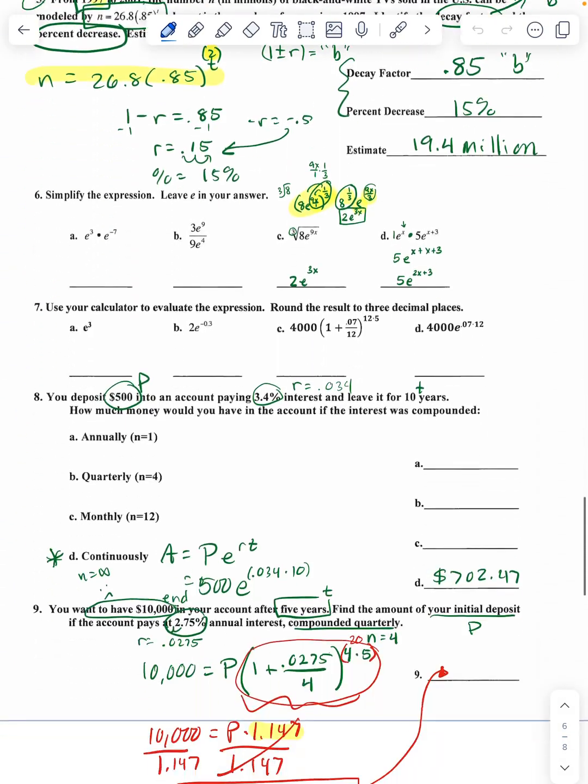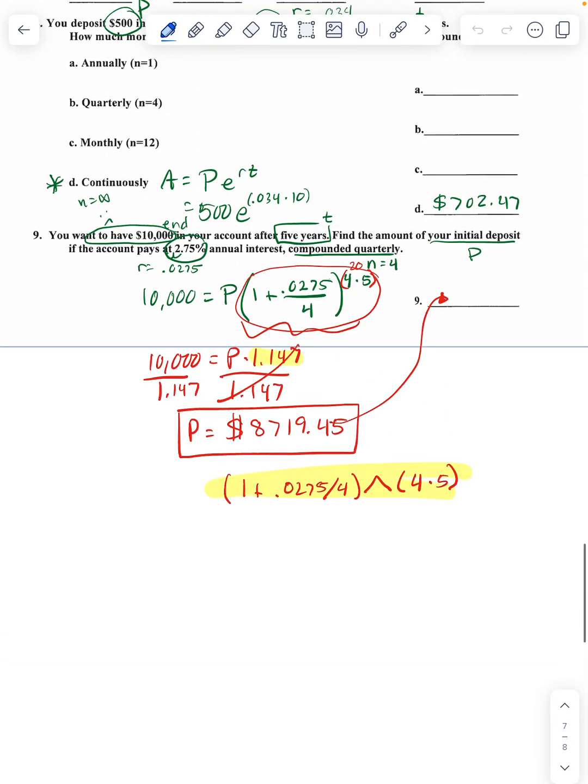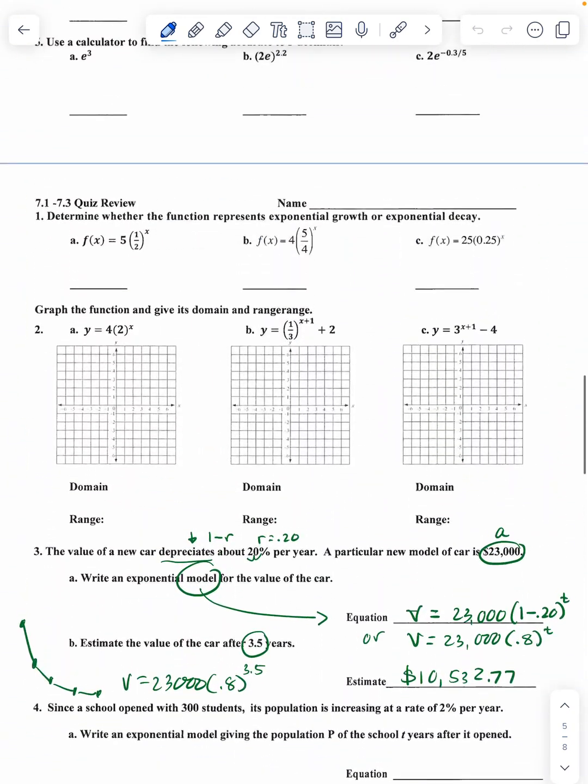So in here, in your homework, oh, this is the wrong homework packet. Okay, we're just going to be done.